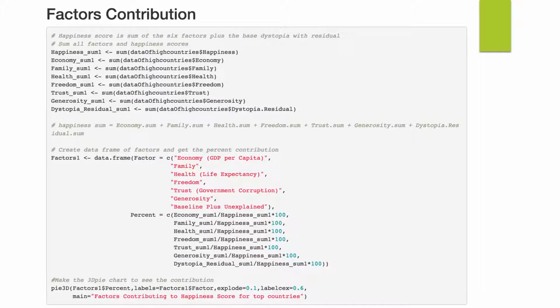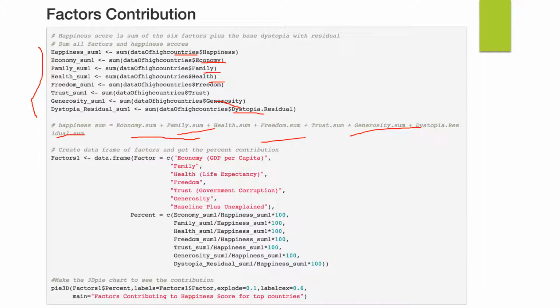The next question is about the factor contribution. Here is what I did. I sum those factors: economy, family, health, freedom, trust, generosity, and this one. The happy score sum is equal to the economy sum plus family sum, health sum, freedom sum, trust sum, and generosity sum, and this one.